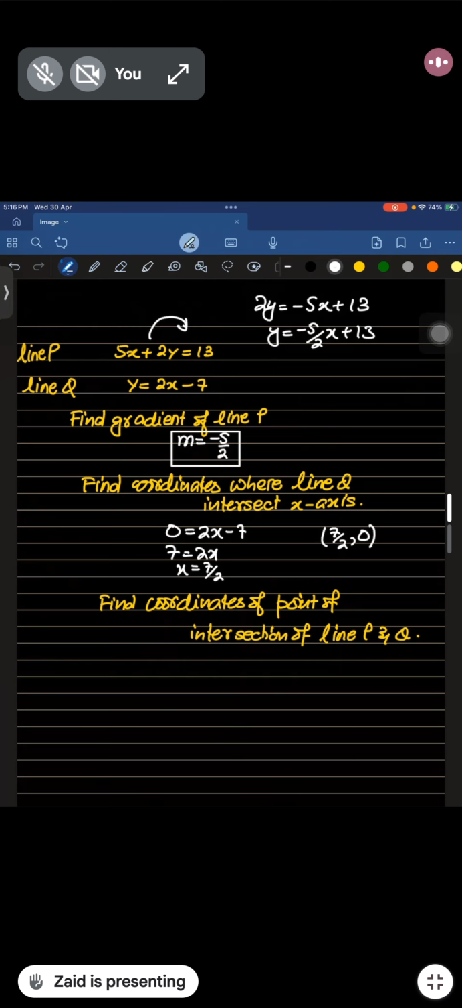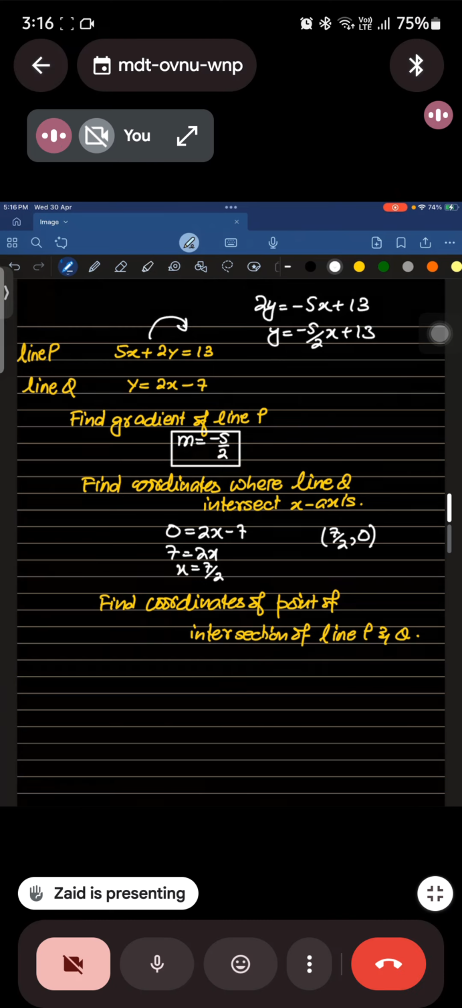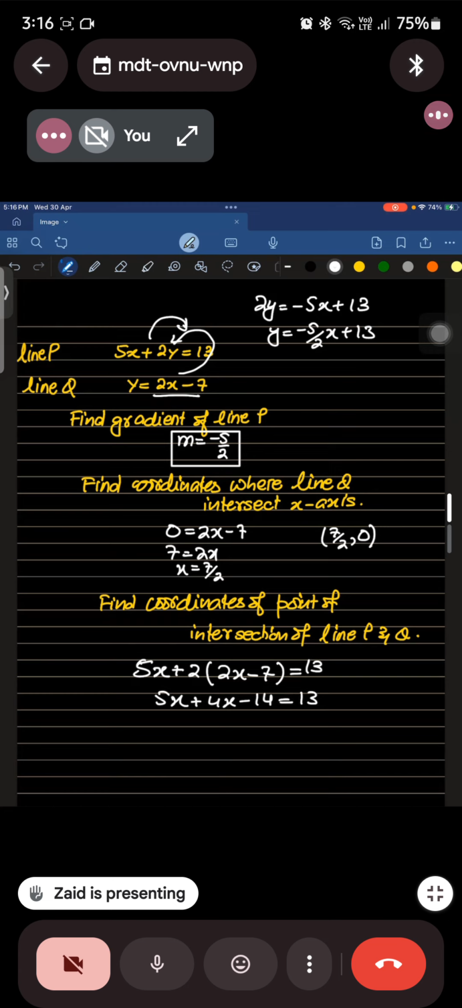The coordinates are the point where the two lines intersect. So we can simultaneously solve them. Yes, or we can just plug in the value of y as 2x minus 7 in this equation. Okay, so 5x plus 2 in place of y, plug in this whole thing, brackets off. Okay, so 5x plus 4x minus 14 equals to 13.